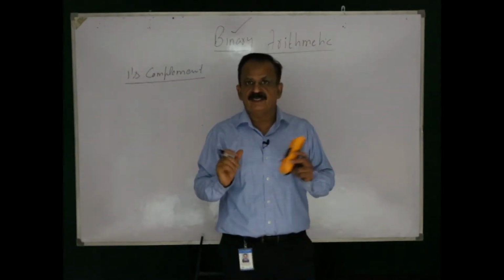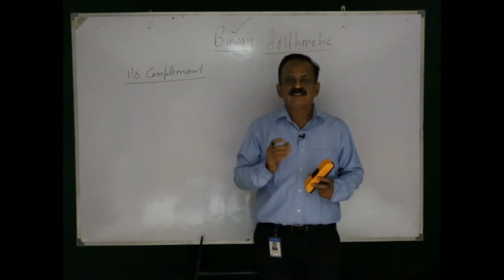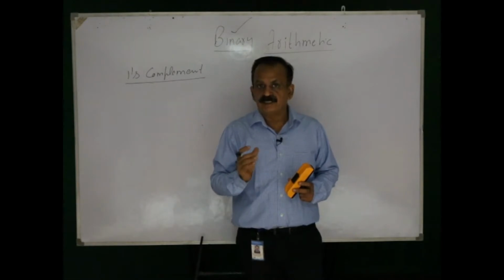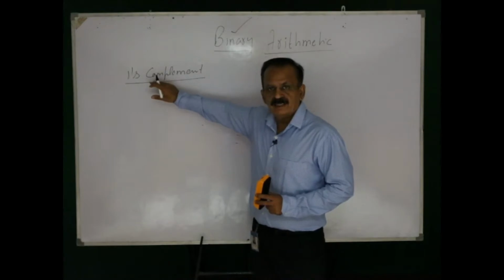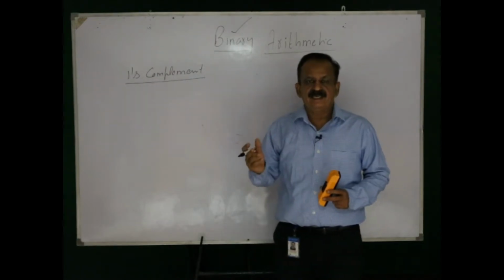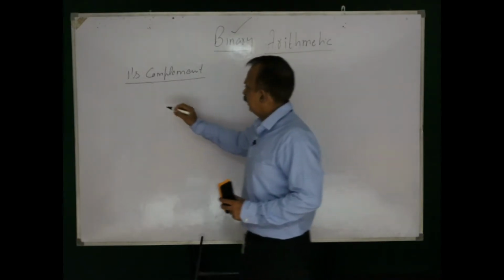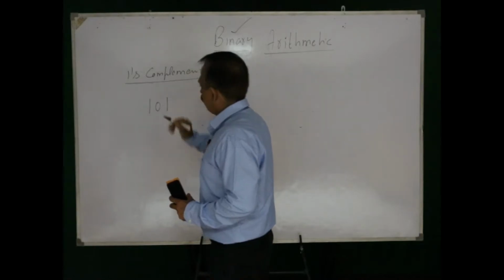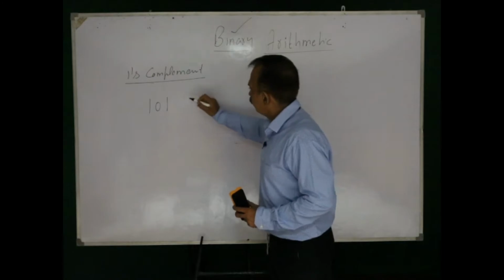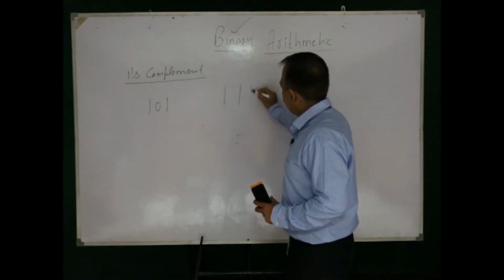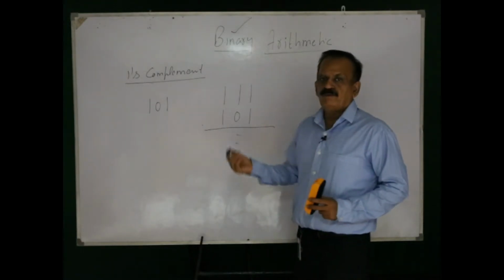Carefully listen to the definition. Ones complement of the number is obtained after subtracting each bit of the number from 1. What I said? Ones complement of the number is obtained by subtracting each bit of the number from 1. For example, I want to take the ones complement of this number. Now this is the given binary number. If I want to take the ones complement of this, what I will do is, I will subtract each of the bits of the number from 1.